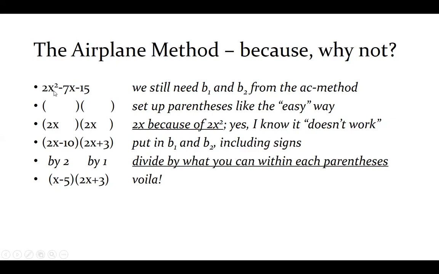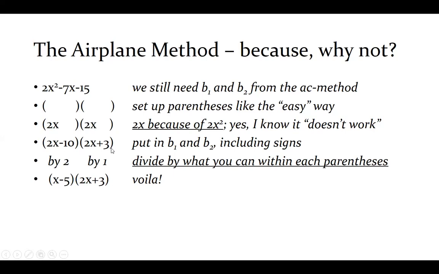But because it's 2x squared, we're going to put in 2x and 2x. And then, when we're doing proper factoring, I was saying, don't just plug the two numbers into the parentheses. Well, with the airplane method, don't tell anyone. We're just going to plug the two numbers into the parentheses. So now we have 2x minus 10 and 2x plus 3.